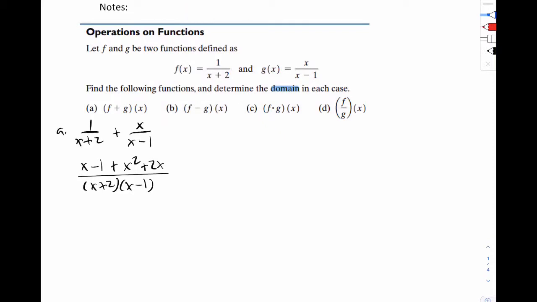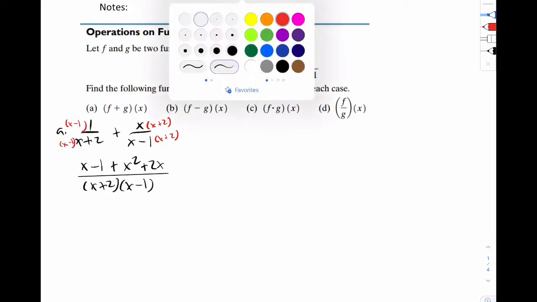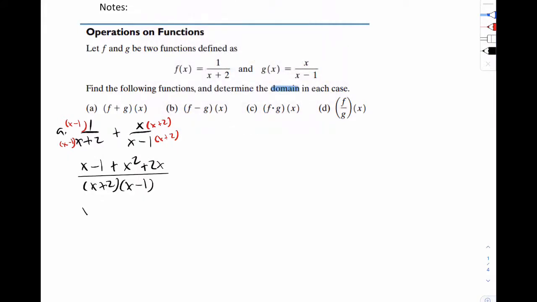Now, in case you're not sure how I did that, this is all I did. Multiply that one by x plus 2. Multiply this one by x minus 1. Now I keep going. This is x squared plus 3x minus 1. And the bottom, you can leave it factored. If you want to, you can multiply it, but if you want to leave it factored, that's perfectly fine. That's your final answer.